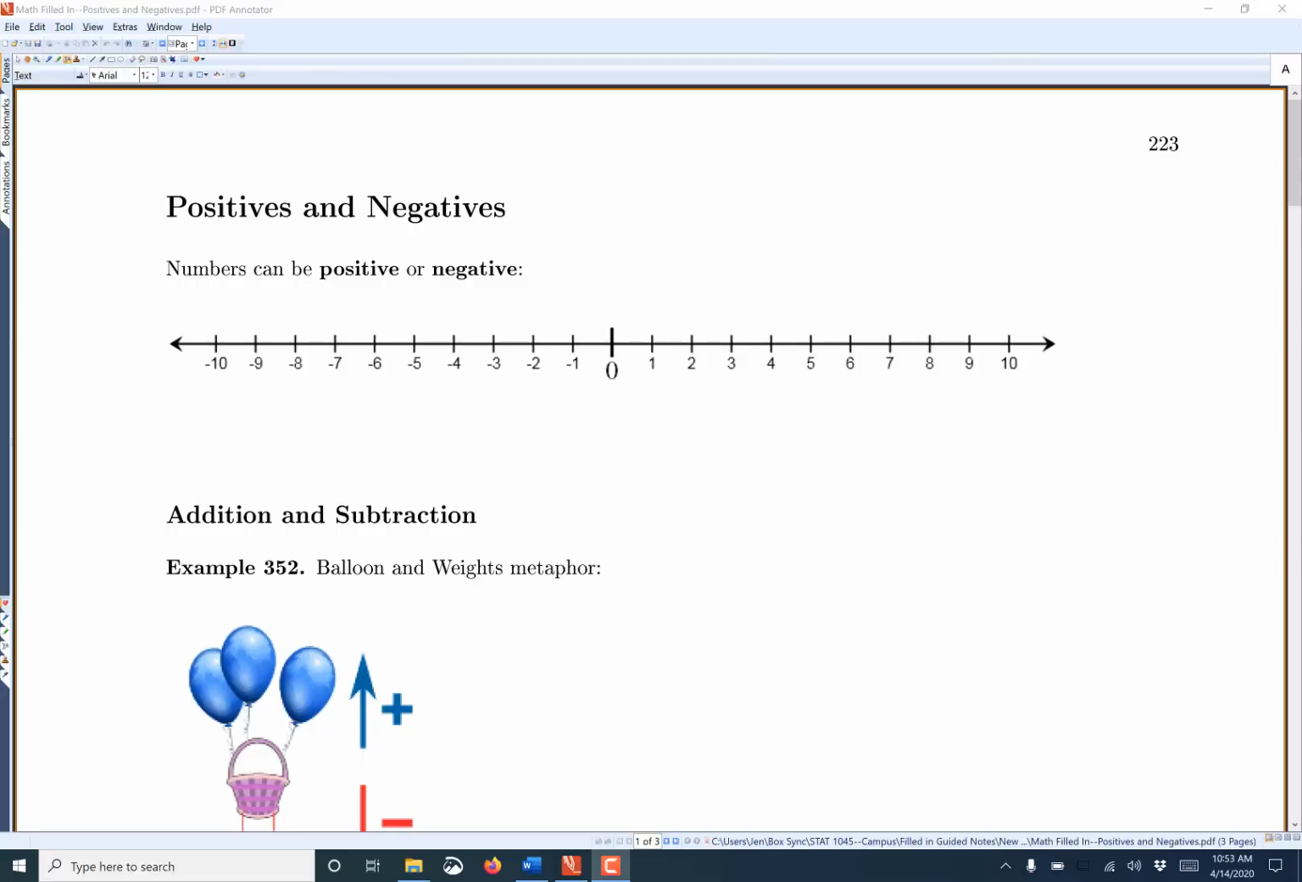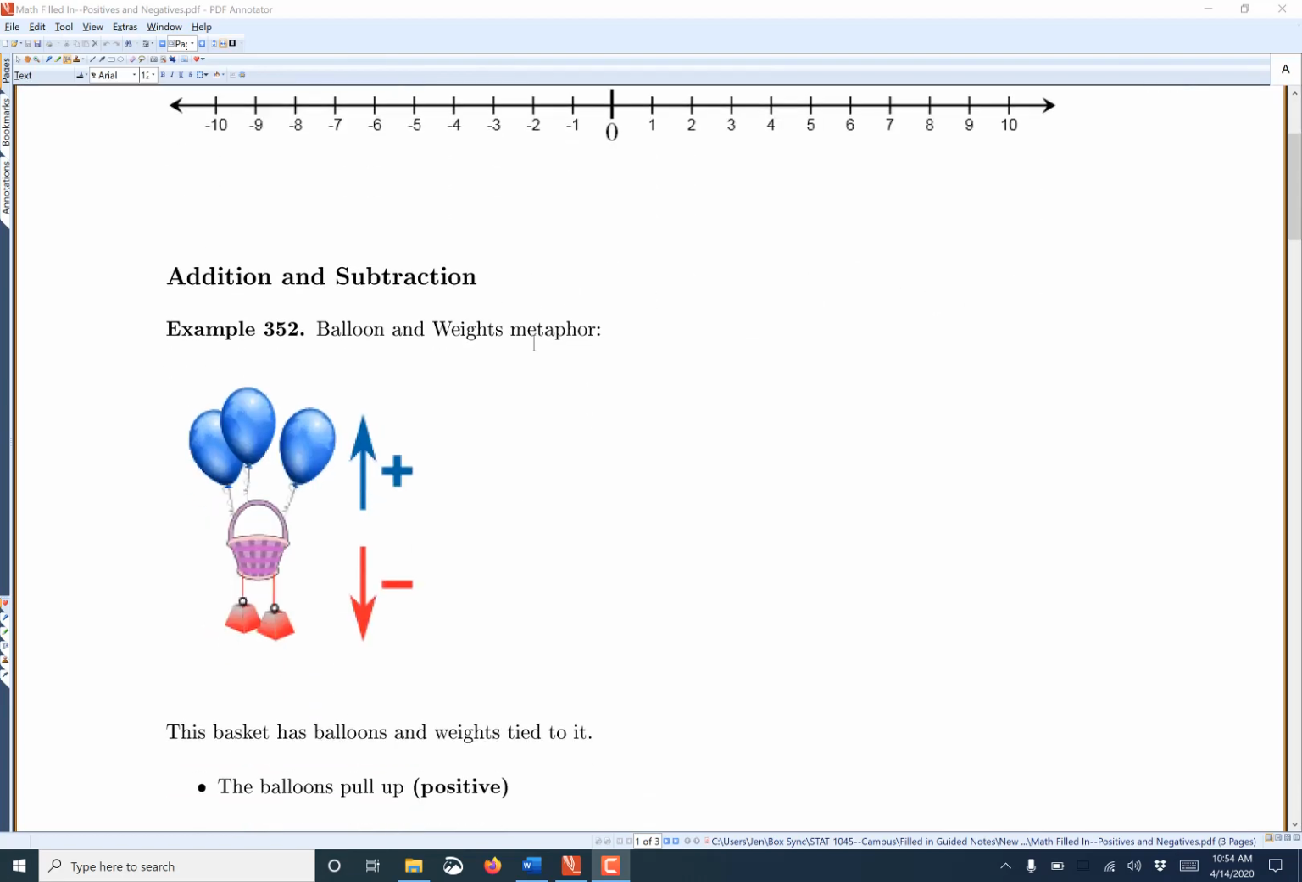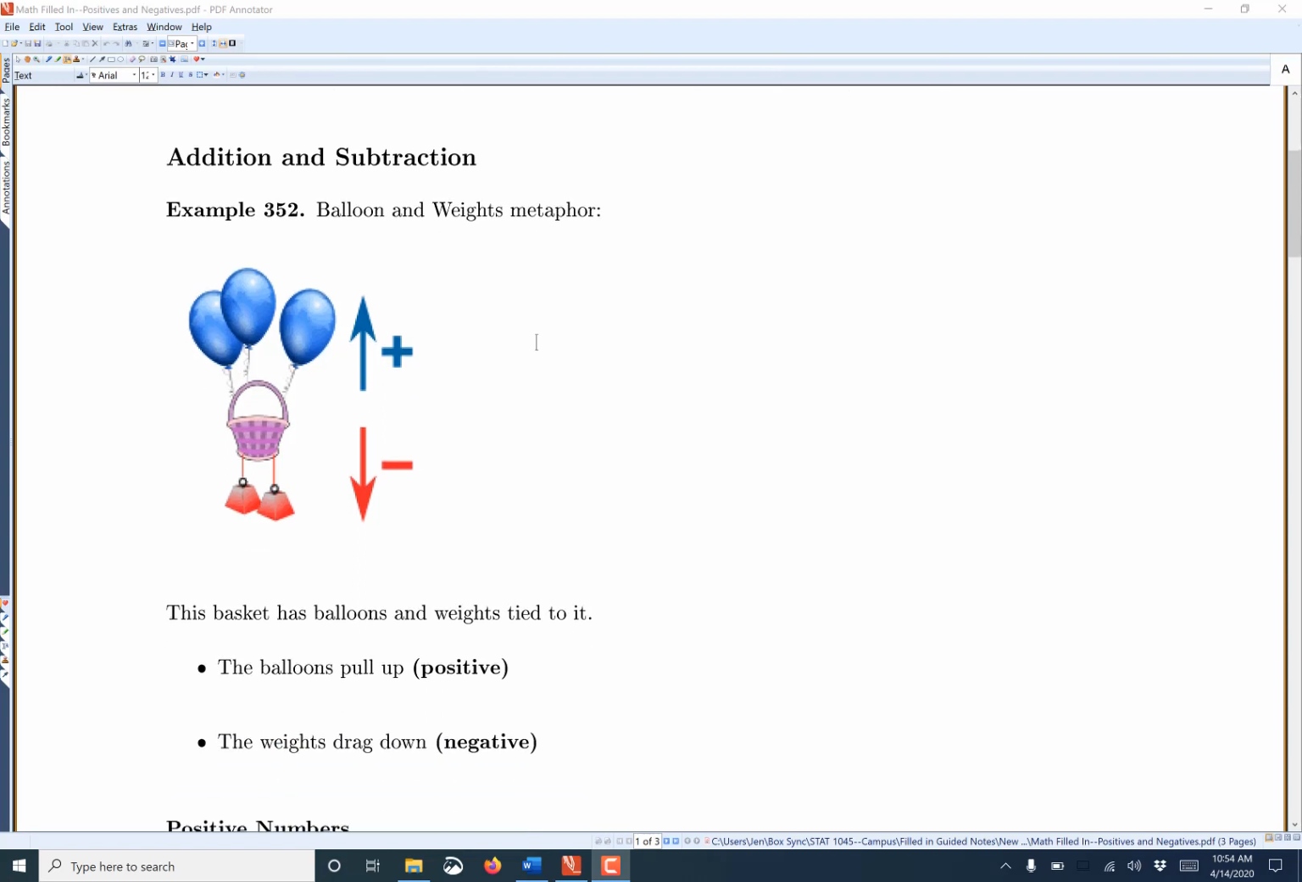Positives and negatives. Numbers can be either positive or negative. If we had a number line, we start with 0 in the middle, and as you go up, you have +1, +2, +3. If you went in the opposite direction, then you get -1, -2, -3. So let's talk about how we deal with addition and subtraction for positives and negatives.